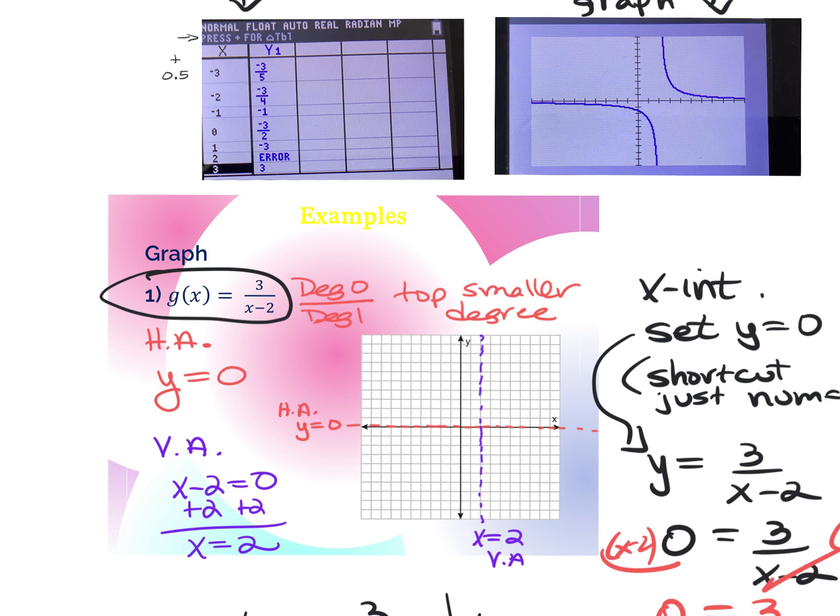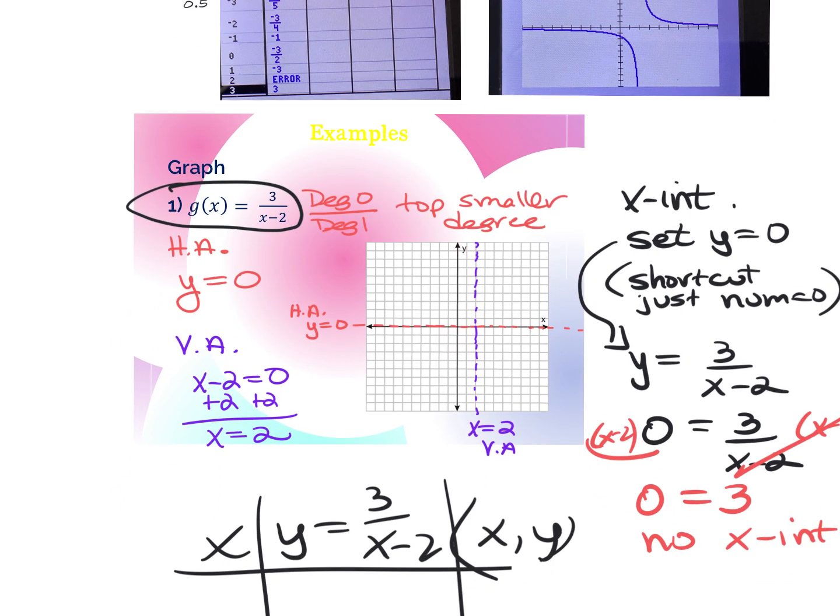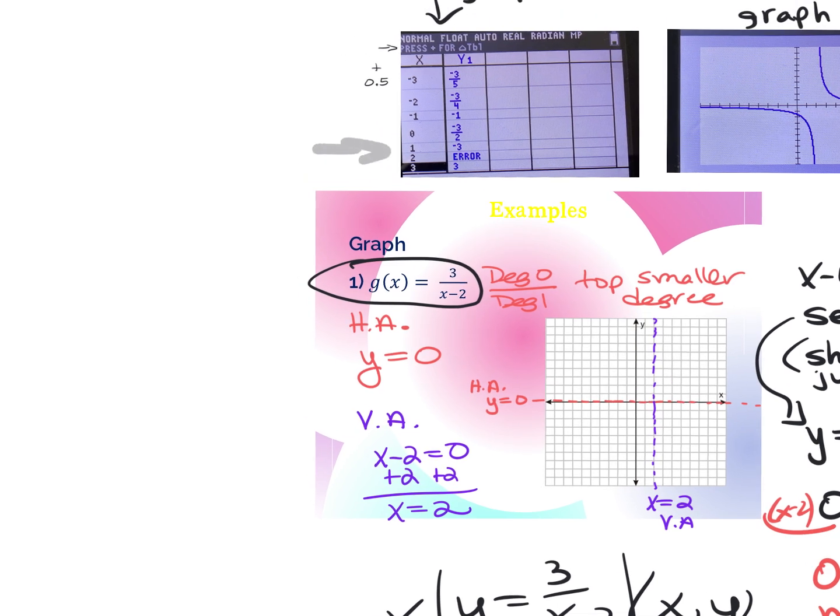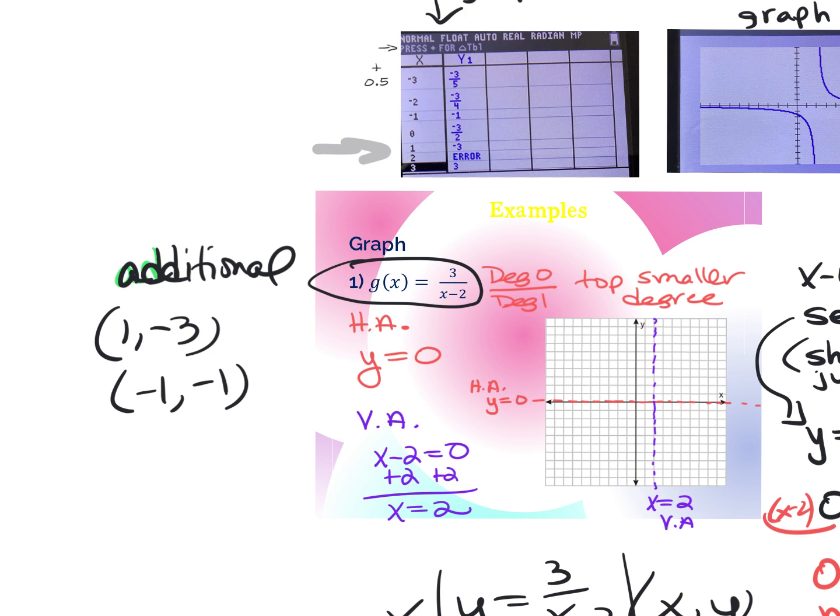My vertical asymptote is at x equals 2, so I could pick the ordered pairs to plug in for my additional points. Let me use a color that shows up. I'm going to use the ordered pair 1, negative 3, and negative 1, negative 1. And this will be for the left side. And then for the right side of that asymptote, I'm going to use 3, 3. And then I would need to scroll down because I'm out of my window. If you scroll down, 5, 1 is another ordered pair.